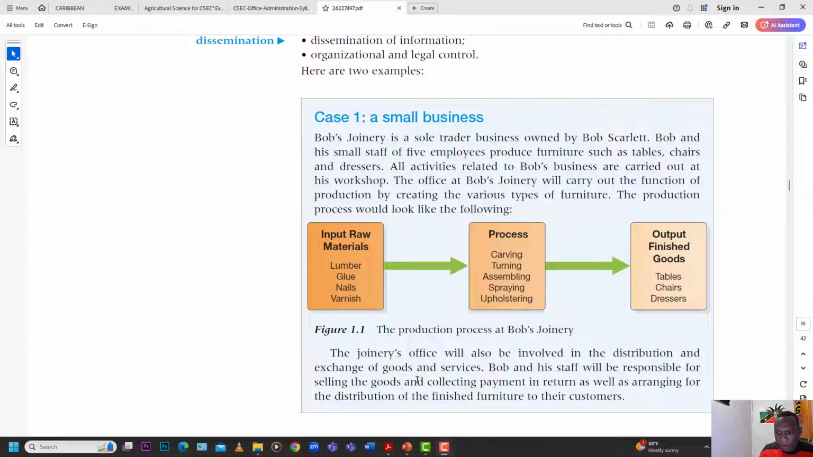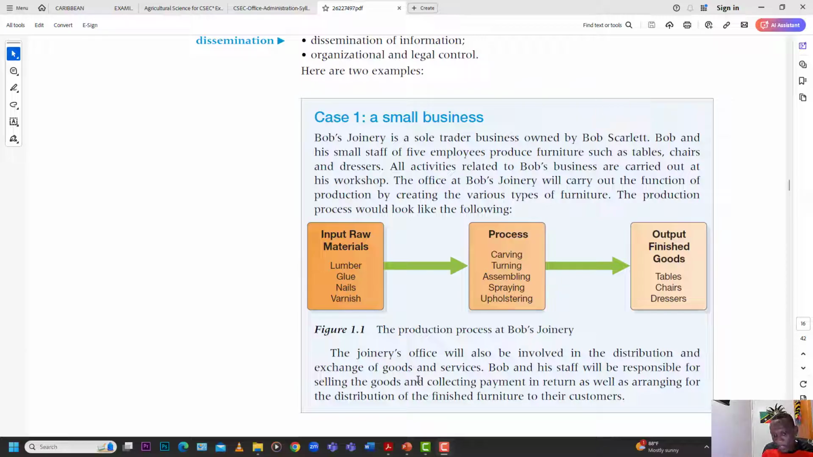The joinery's office will also be involved in distribution and exchange of the goods and services. Bob and his staff will be responsible for selling the goods and collecting payment in return, as well as arranging for the distribution of the finished furniture to their customers. So you can see how the office is crucial. What if there was no office? What if Bob was just some man out there in a field just trying to build furniture? No phone, no internet, no way to reach the customers. How do you even get customers?